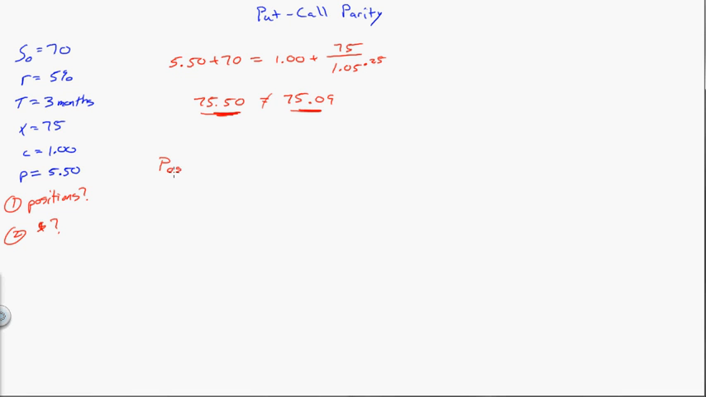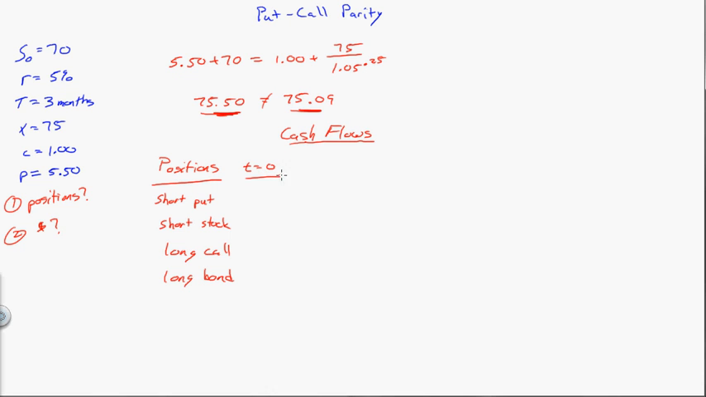So the positions I take, because the put and the stock are overvalued, I want to short the put, short the stock, long the call, long the bond. I want to find my cash flows, and these, let's see, this is riskless. I want to take a riskless opportunity, so I want to see the cash flows in every possibility.